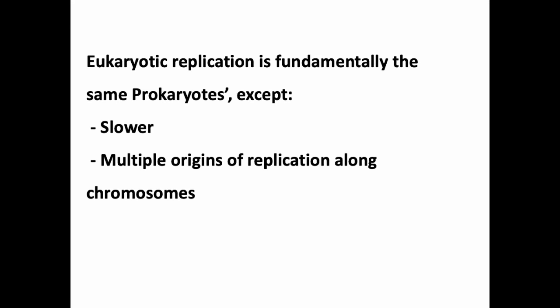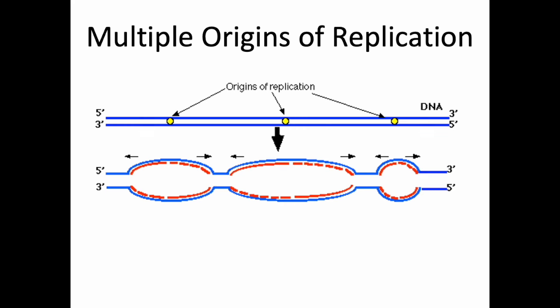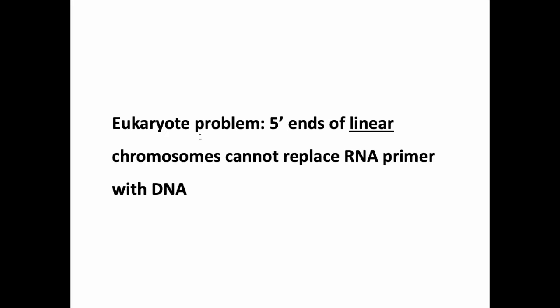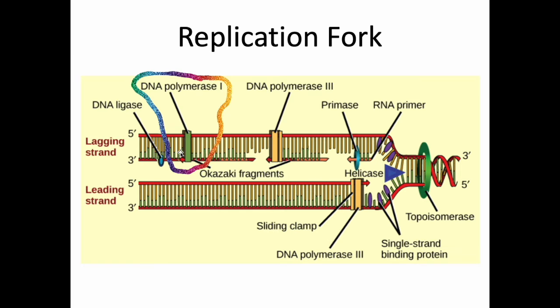The other difference has to do with the fact that it's linear. So prokaryotic chromosomes are circles, and eukaryotic chromosomes are lines, are sausages. So there's an issue here with the primers and the ends of these chromosomes. So this is a uniquely eukaryote problem. The five prime ends of our linear chromosomes cannot replace the RNA primer with DNA. Remember that replacing the RNA primer with DNA was the job of DNA polymerase 1. And I told you that it removed the RNA primer and fills in this gap using the next fragment's DNA. But what if there is no next fragment?